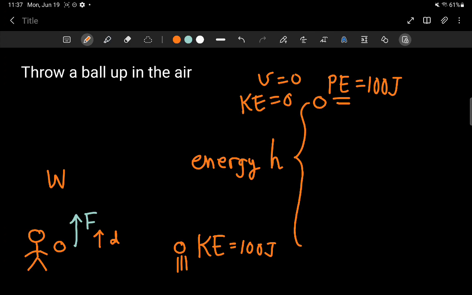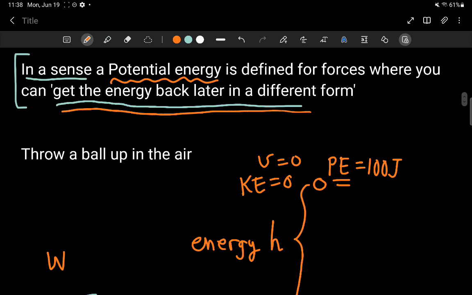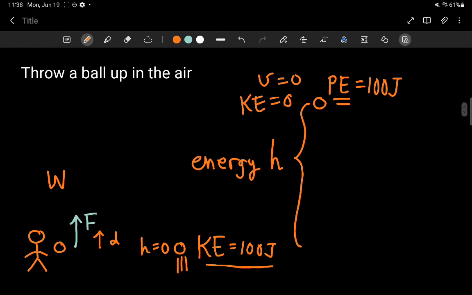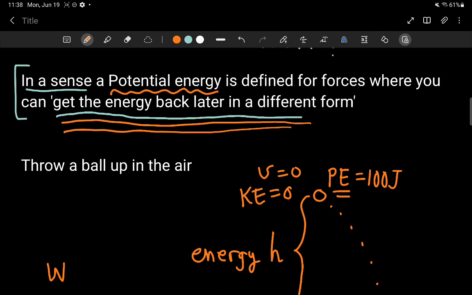Earlier, the ball was exhibiting all of its energy as kinetic, and it had no height. So it had no potential energy, right? So there is a sense in which we can get this energy back later in a different form. So all we've got to do, right? This ball is not finished in terms of its activity. It's going to fall back down. And as it does that, it loses its potential energy and regains its kinetic energy. And this is the sense in which we can get the energy back, right?